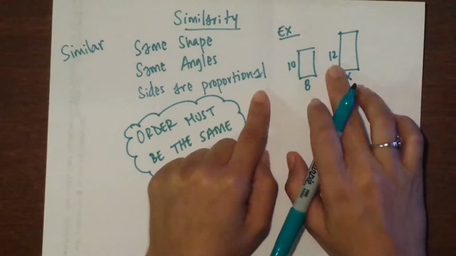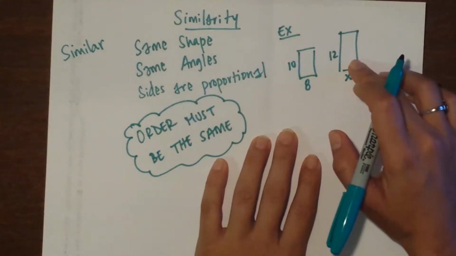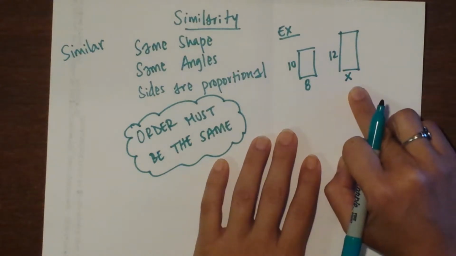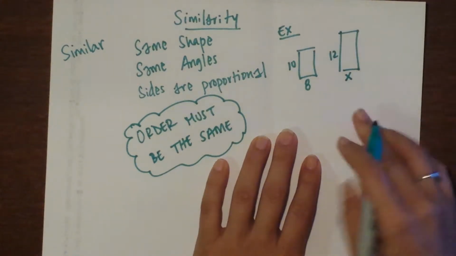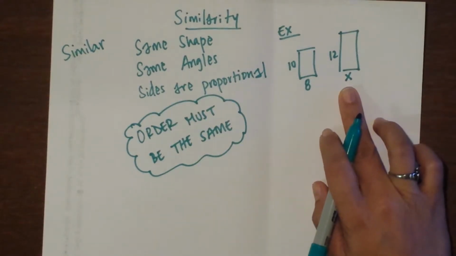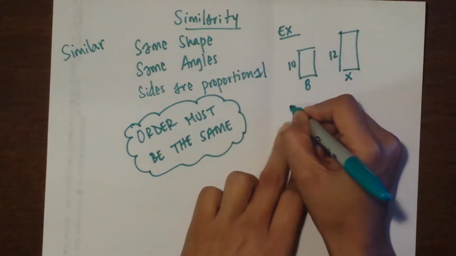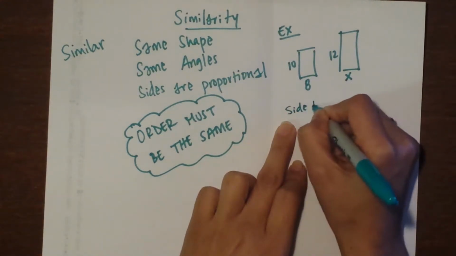So we're saying that these are similar figures. What is X? You have to set up a proportion. Now there are many ways of setting up a proportion. I'm going to talk to you about four, but then I'm going to stick to one. To set up a proportion, you can look at it from side to side.